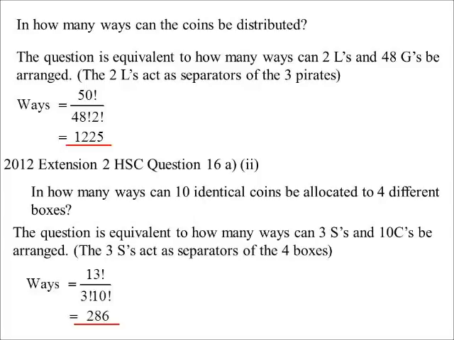286. Now here's the interesting thing, and you've probably noticed it on the sheet already. 1% of the state got that correct. 1%. So extension 2, you got about 3,000 people doing that paper. So about 30 got it right.